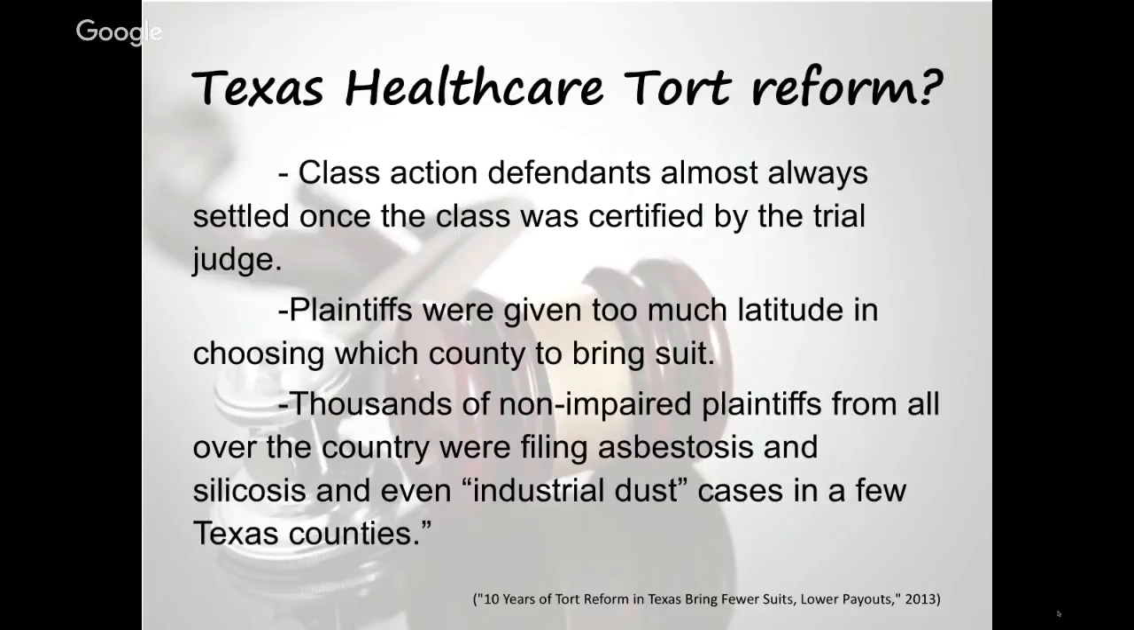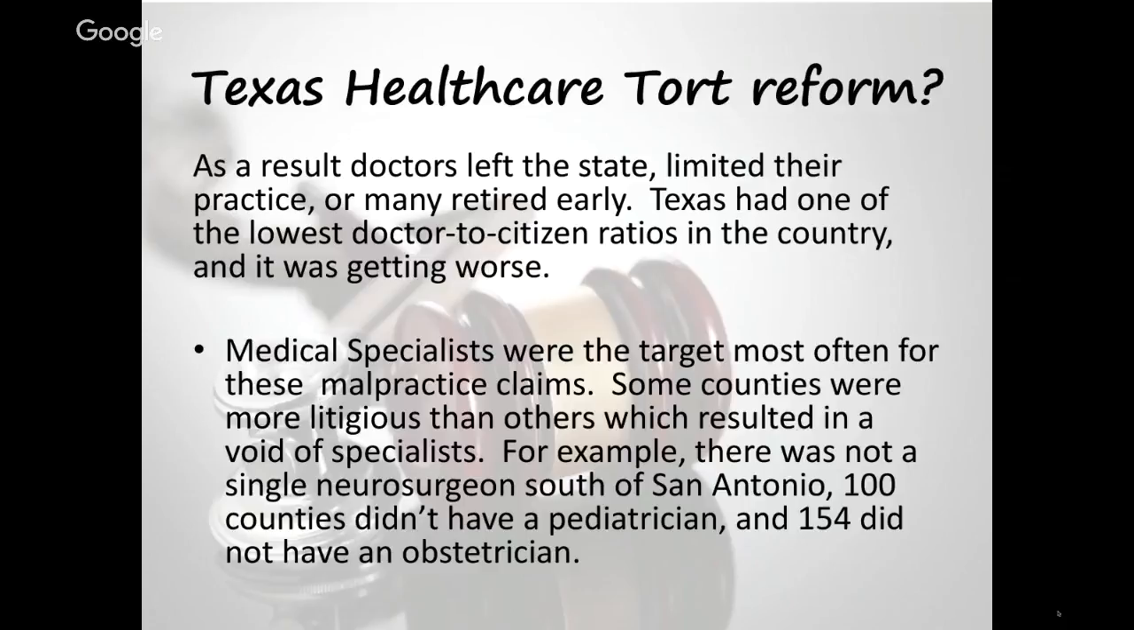Class action defendants almost always settled once the case was certified by the trial judge. Plaintiffs were given too much latitude in choosing which county to bring a lawsuit. Thousands of non-impaired plaintiffs from all over the country were filing asbestos and silicosis and even industrial dust cases in a few Texas counties. As a result, doctors left the state, limited their practice, or retired early. Texas has one of the lowest doctor to citizen ratios in the country, and it was getting worse.